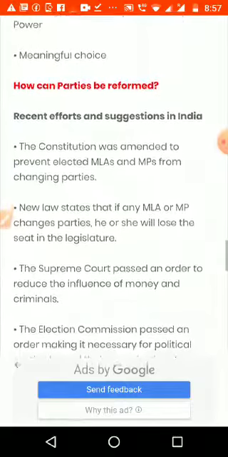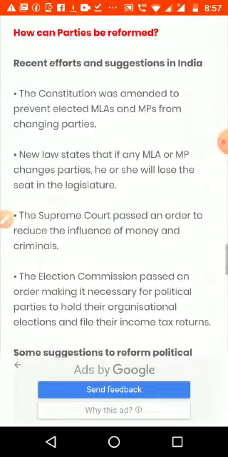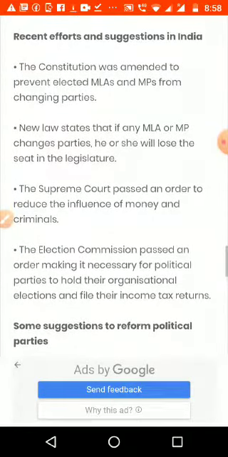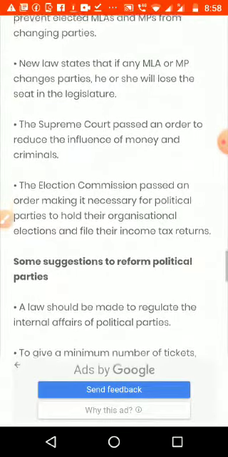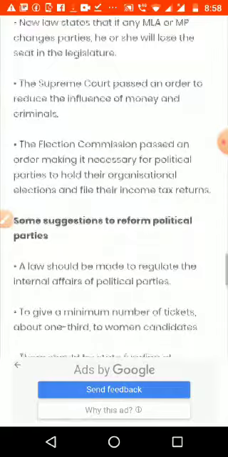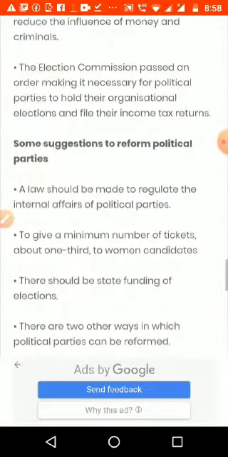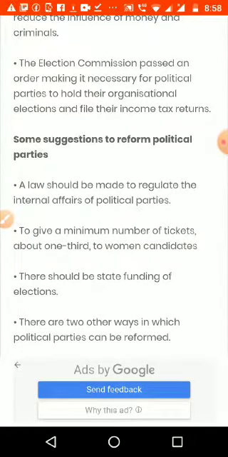How can parties be reformed? Recent efforts and suggestions in India. The constitution was amended to prevent elected MLAs and MPs from changing parties. The new law states that if any MLA or MP changes party, he or she will lose the seat in the legislature. The Supreme Court passed an order to reduce the influence of money and criminals. The Election Commission passed an order making it necessary for the political parties to hold their organizational elections and file their income tax returns.